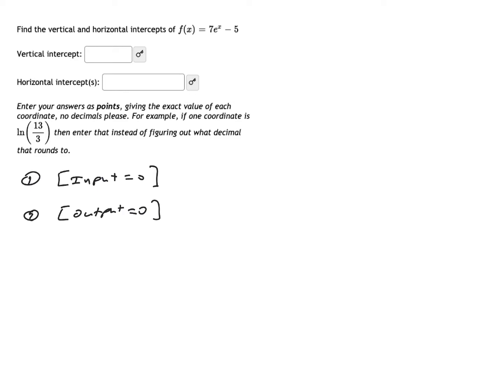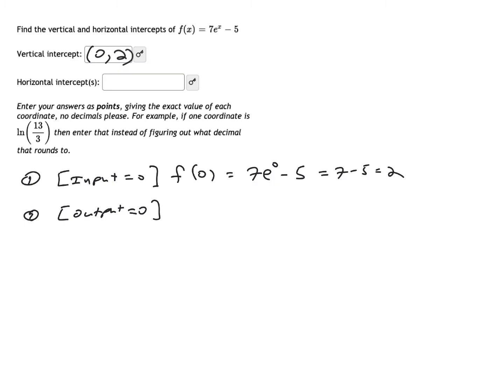So if the input is 0, that means the input is x going into the function, and so that's 7e to the 0 minus 5, and e to the 0 is 1, so that's just 7 minus 5, which is 2. So that's not a big twist here. The vertical intercept would be input 0, output 2, so that's very straightforward. And it usually is. For the vertical intercept, we're just putting 0 in for x, so that's usually just a computational issue.